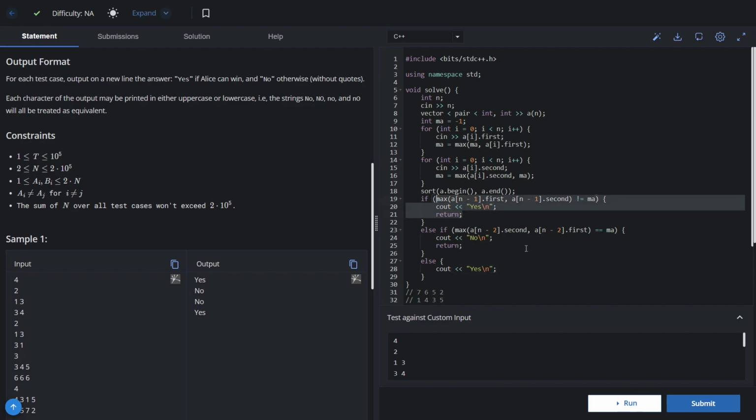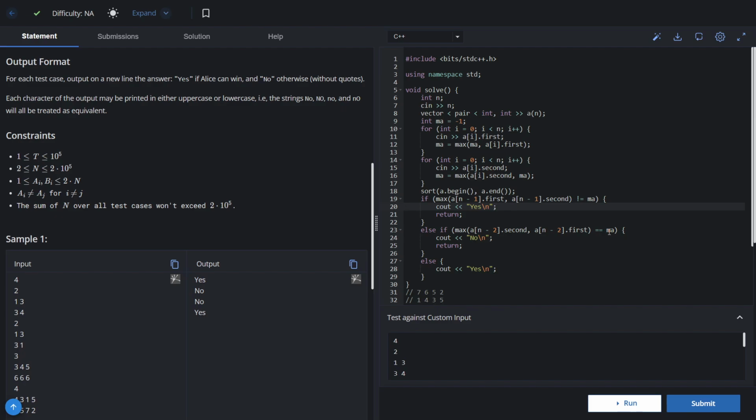Another case is when Alice will sure shot lose. This is the case when my last element's front and back is not equal to the maximum. But what if they are equal to the maximum? Now another case can be, I am taking that maximum only. The last element is the maximum, Alice has taken the maximum, but I have to check the second last element. If the maximum of the second last element's front and back matches the maximum element, again Alice will lose.